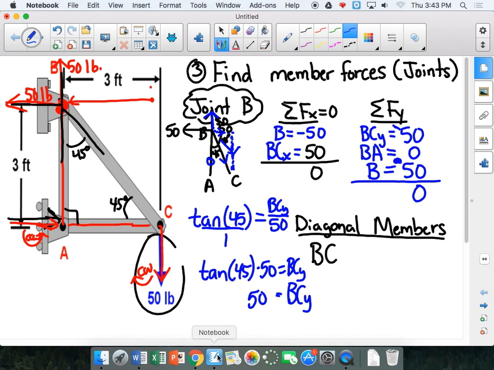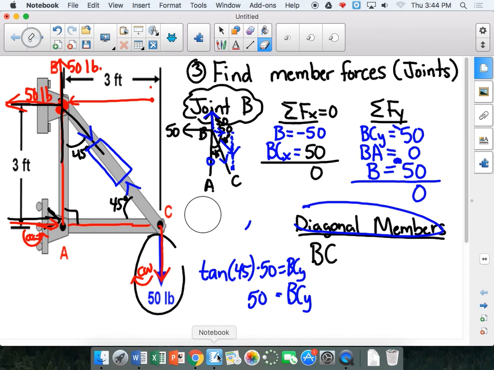So we have found that BC is going down, which makes this one go the other way. But we just don't know this number in here. So we still have to find that. So that's the reason I always list this diagonal member so that I don't forget to do that. You can use Pythagorean theorem, or you can use any trig function you want to here. I'm going to erase this over here.